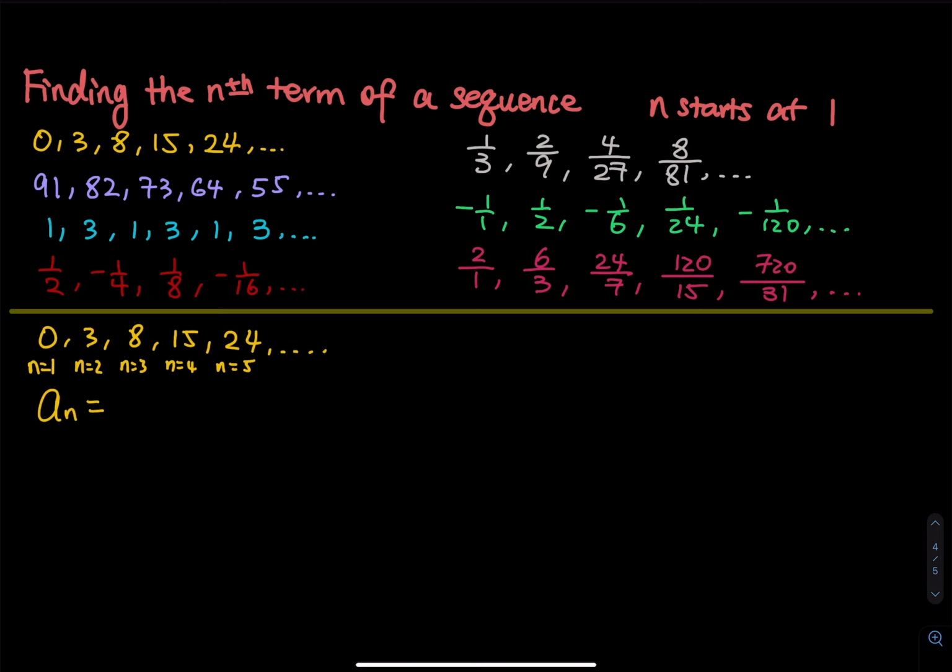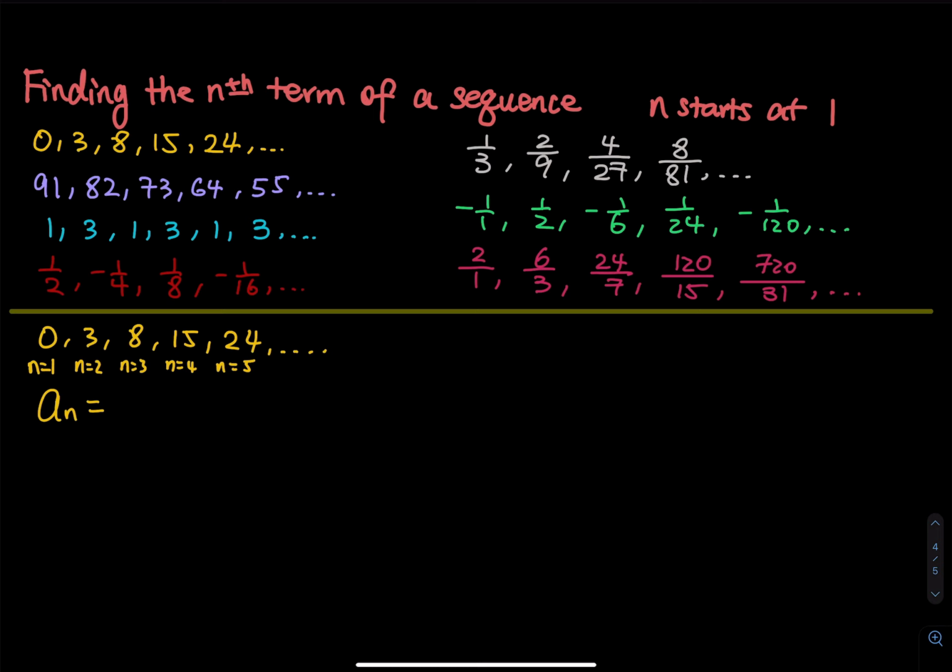So for example, the first one, I will give you more advice as we move on. The first sequence, we have 0, 3, 8, 15, 24. First of all, you write them down, and then you let n start at 1. So n equals 1, 2, 3, 4, 5. And then you have to look back and forth, a lot of looking around, to see what the pattern is.